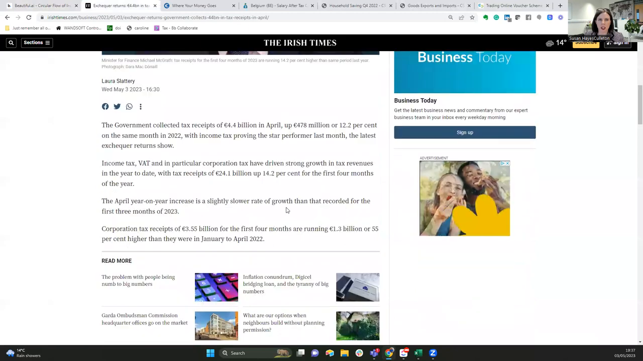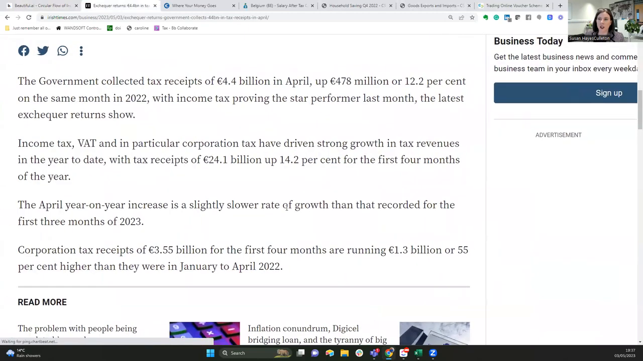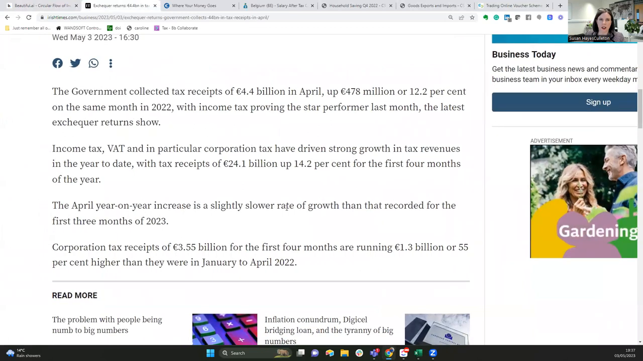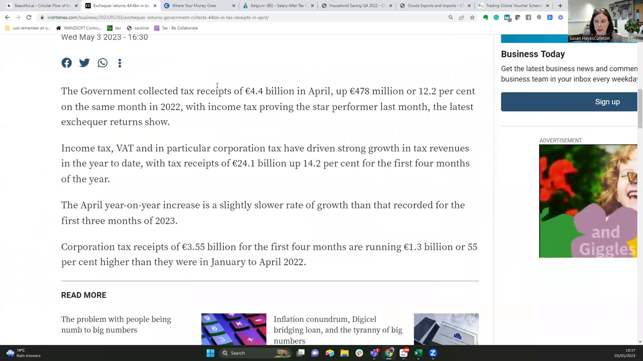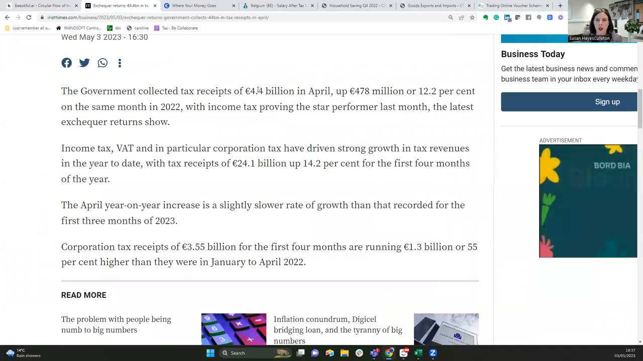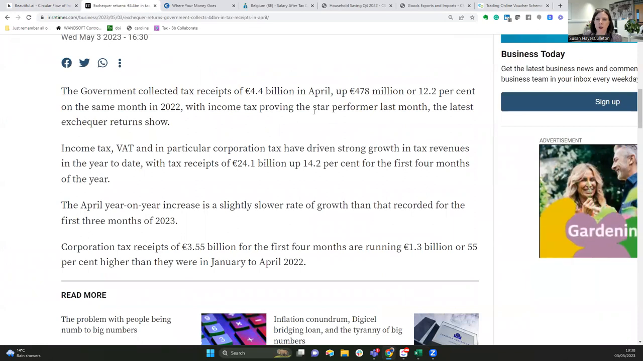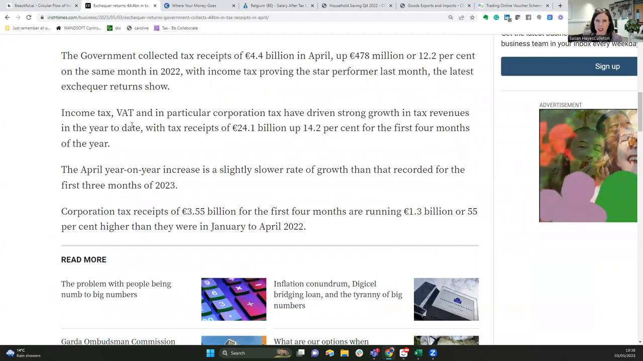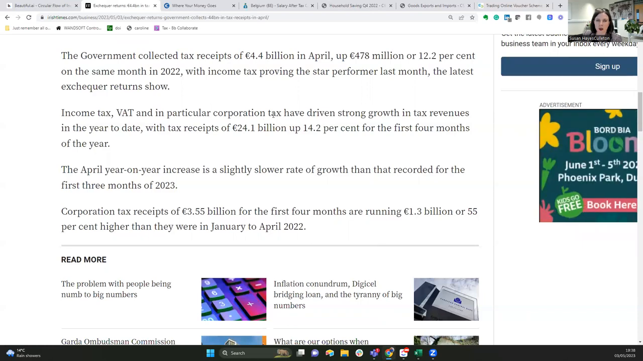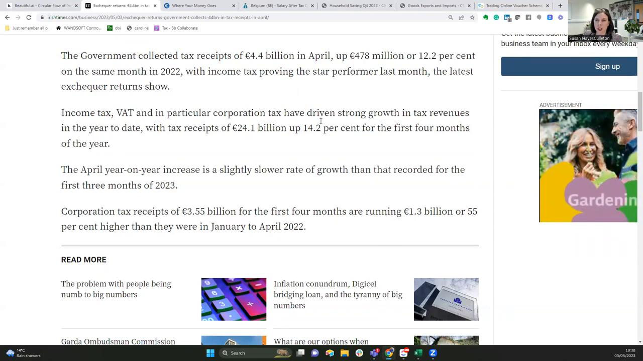Now, if I just take a quick look around here, last year, 2022, was a super bumper year for the Irish tax take. The government collected tax receipts, that's money that they collected. That's income of 4.4 billion in April, which is up 478 million or 12.2% on the same month in 2022, with income tax proving the star performer. Income tax, VAT, value-added tax, and in particular corporation tax, that's the tax on companies' profits, have driven strong growth in tax revenues in the year to date, with tax receipts up 24.1 billion, up 14.2%.